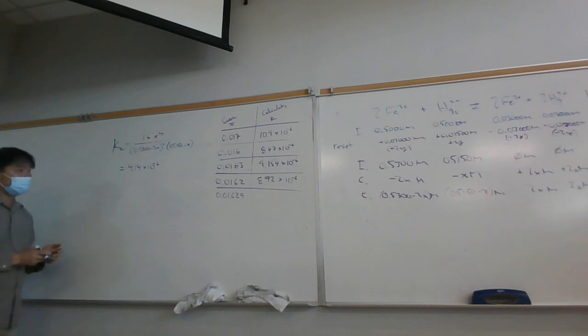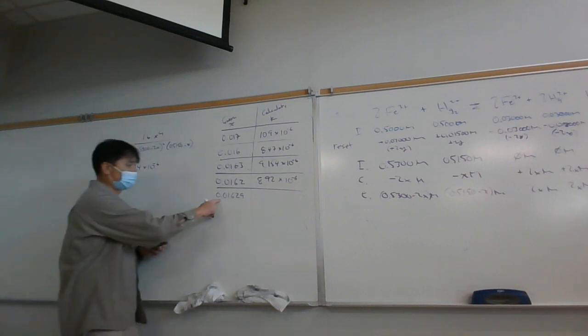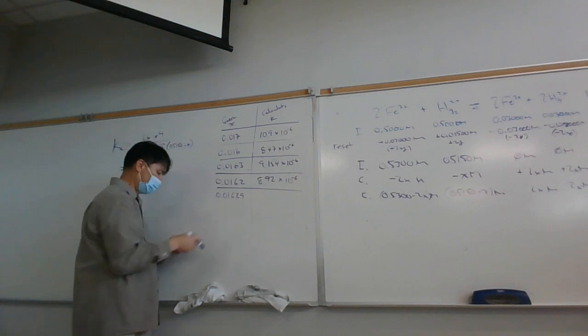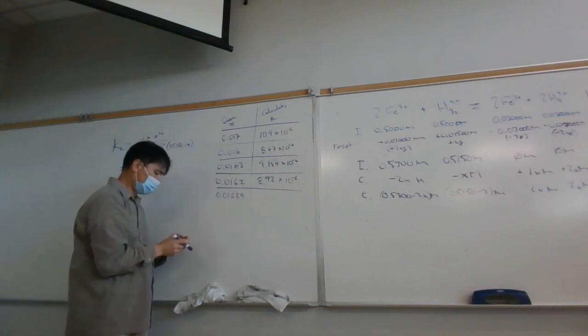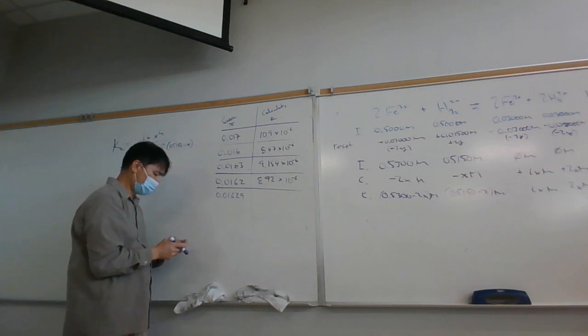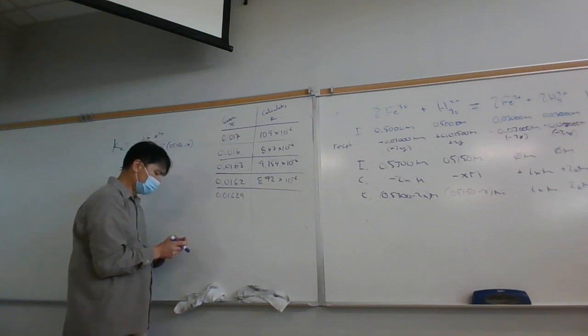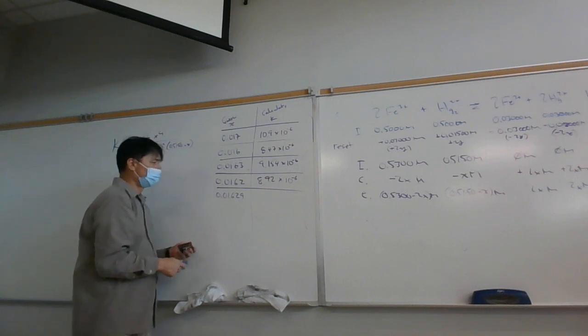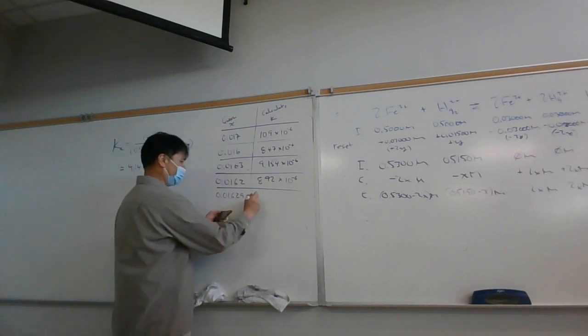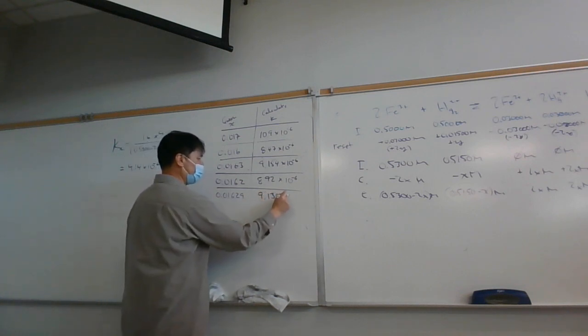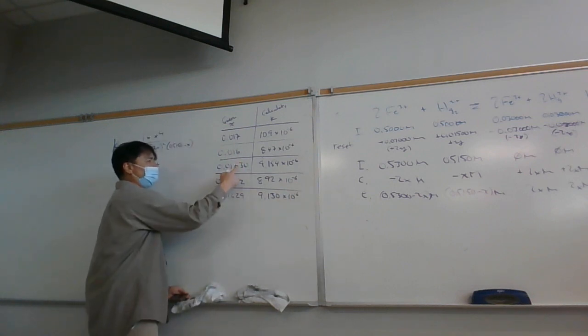So 0.01629 squared times 16 divided by parentheses 0.53 minus double this, so 0.03258, plus parentheses, square that, divided by 0.515 minus 0.01629. And what did you get? 9.130 times 10 to the minus 6. Wow. Okay, so it's between 0.01630 and 0.01629.